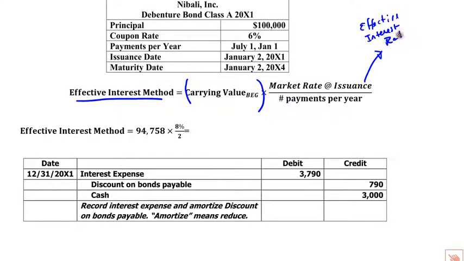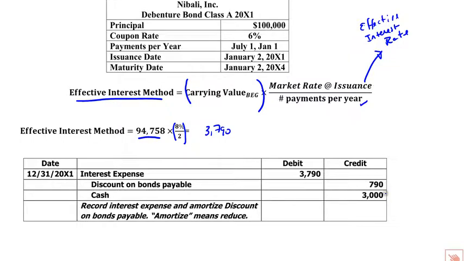So we're not taking the market rate today. We're remembering whatever the market rate was the day we issued it. And it's going to be quoted annually, so you have to divide by the number of payments per year. So in our case, it's 94,758, going back to the discount case. This bond was issued when the market rate was 8%, so the periodic effective interest rate is 4%. And you put that together and it's 3,790.